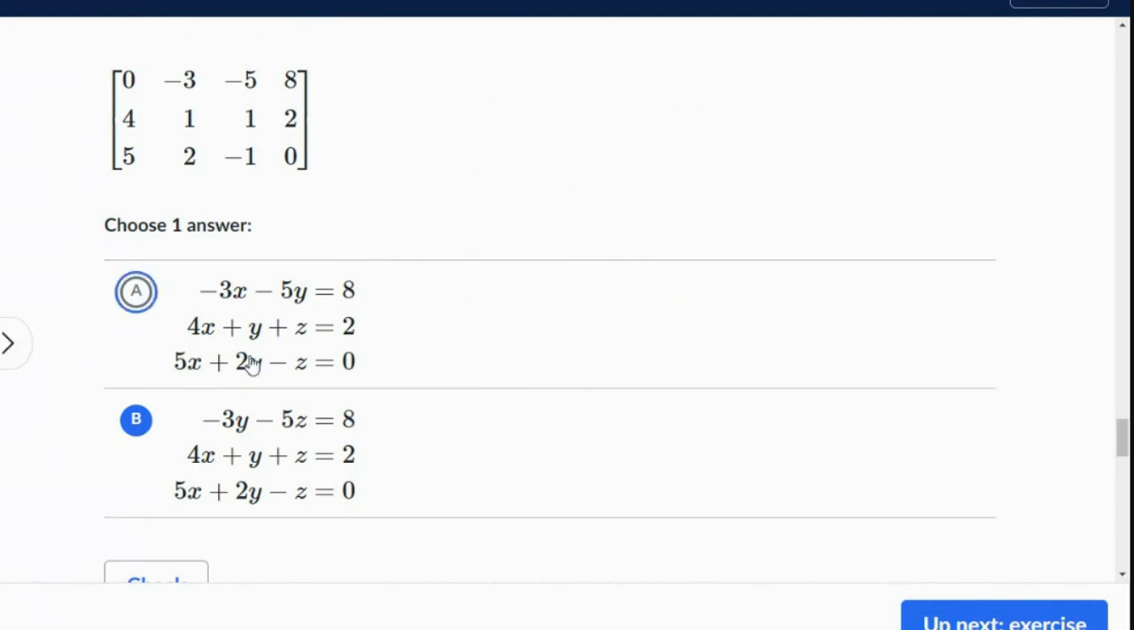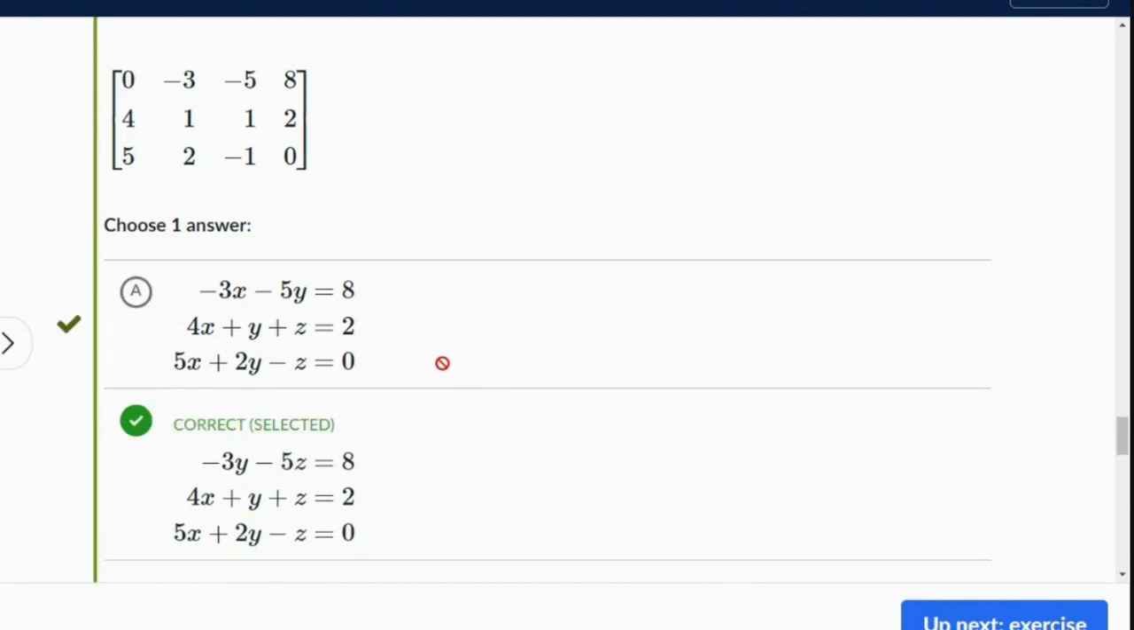So what's the difference in them? Let's see. The last row, 5x plus 2y minus z, that's the same. The second row, 4x plus y plus z, that's the same. So the only difference is in the first row. Is it -3x minus 5y, or is it -3y minus 5z? Well, the 0 is up here in the very first one. That is apparently x, y, z. There's no x, so it should be the second one. And that's absolutely correct. Good job, Arabella.